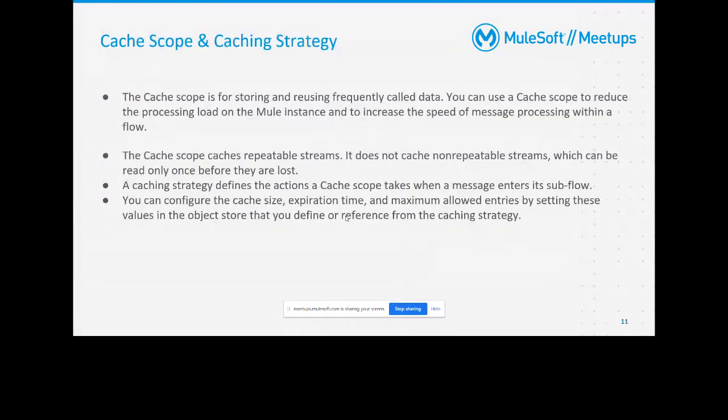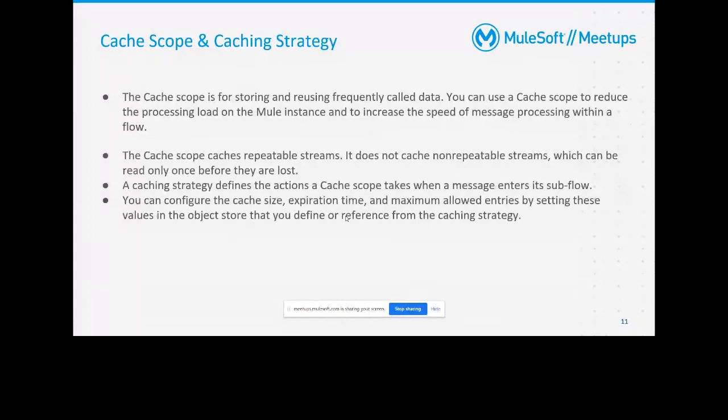So let's see what cache scope and caching strategy are, specific to Mule. Cache scope is for storing and reusing frequently called data. You can use a cache scope to reduce the processing load on the Mule instance and to increase the speed of message processing within a flow. Like I said before, cache scope caches only repeatable streams. It does not cache non-repeatable streams, which can be read only once before they are lost.